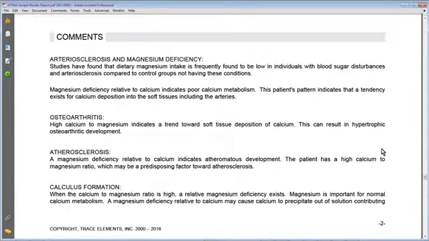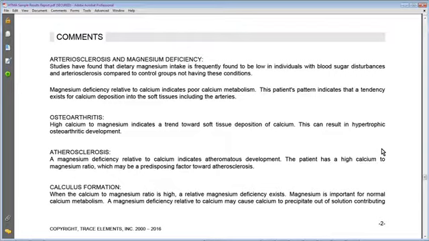Comments. Arteriosclerosis and magnesium deficiency. Studies have found that dietary magnesium intake is frequently low in individuals with blood sugar disturbances and arteriosclerosis compared to control groups not having these conditions. Magnesium deficiency relative to calcium indicates poor calcium metabolism. This patient's pattern indicates that a tendency exists for calcium deposition into the soft tissues, including the arteries.